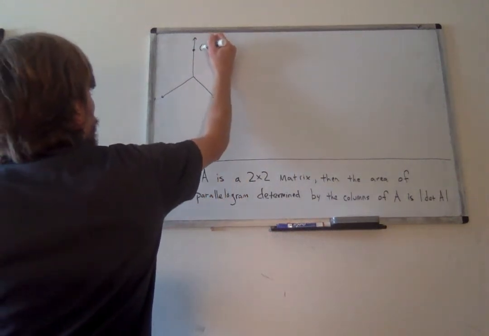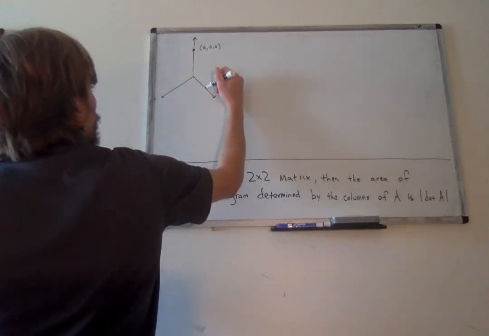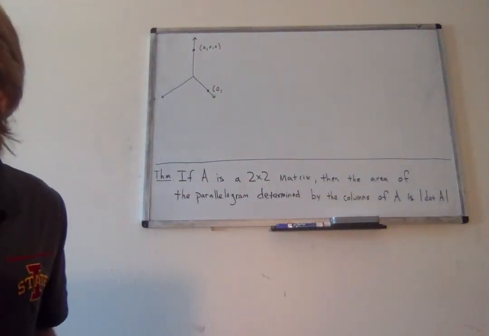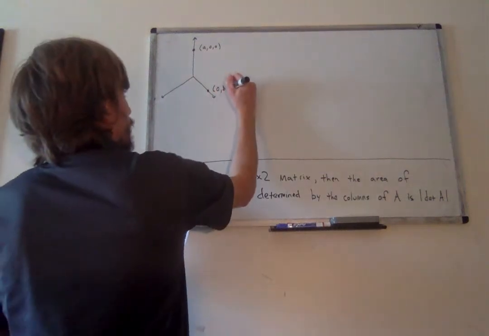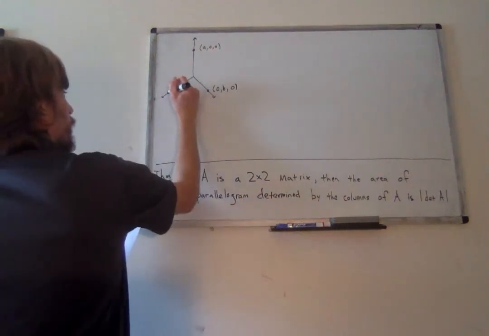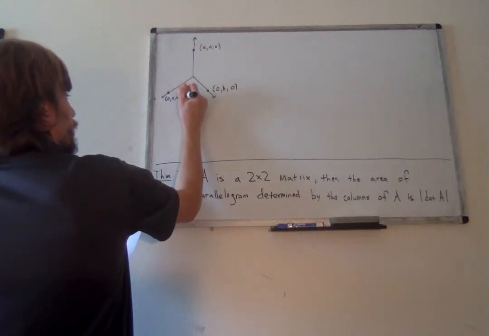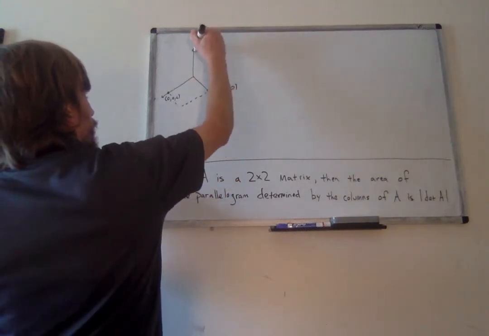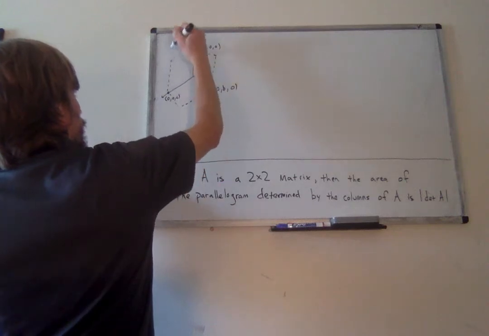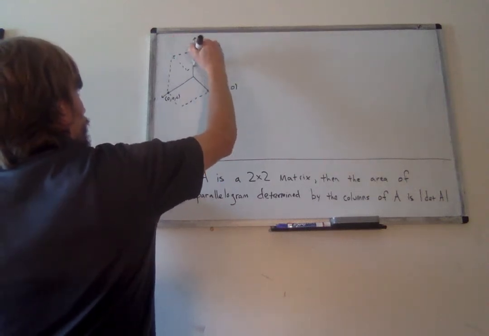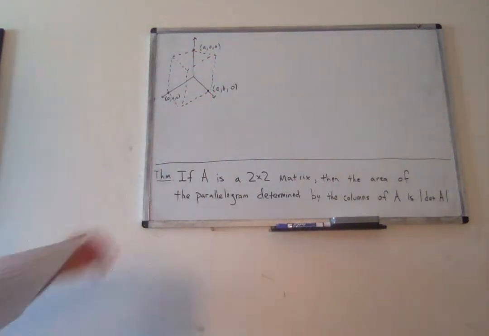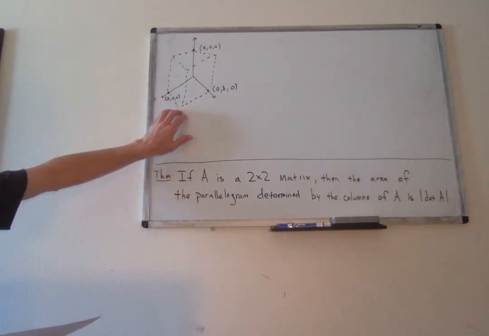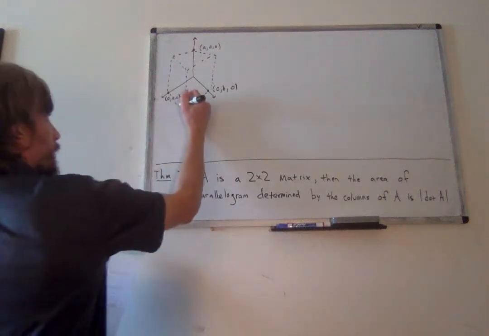So let's let this be the point A, 0, 0. This can be the point 0, B, 0. And this can be the point 0, 0, C. And if you notice, these 3 points define a cube-like object, or a parallelepiped, in R3. So we'll call this shape S.